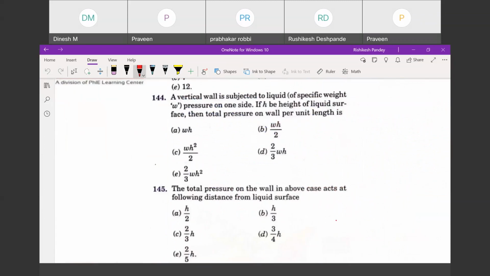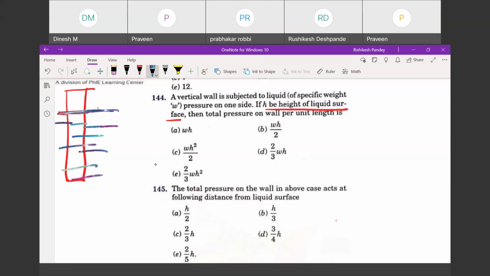Now let's come to this question. This is your vertical wall, subjected to liquid whose specific weight is W. Pressure is on one side. If h is the height of the liquid surface, let's say this is your wall, and up to here only fluid is there. So this is the height of fluid.